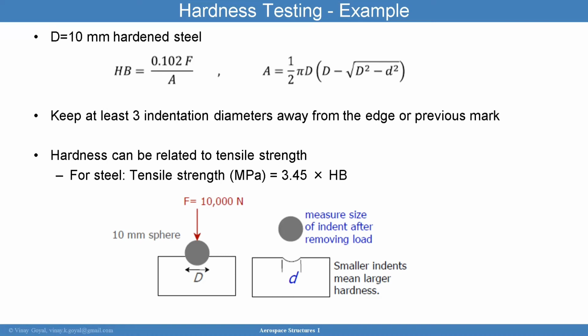Hardness can be related to tensile strength. For steel, the tensile strength is 3.45 times HB. And you can see here how I'm able to take HB, the hardness, and convert that to a tensile value.